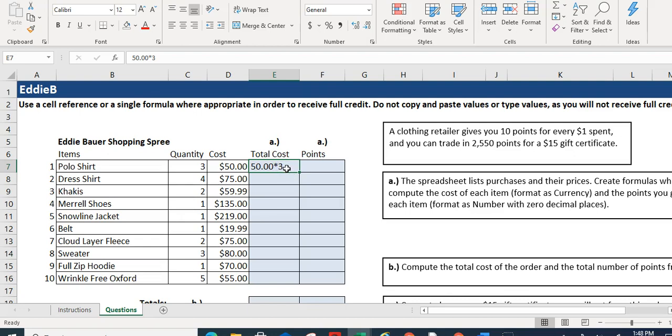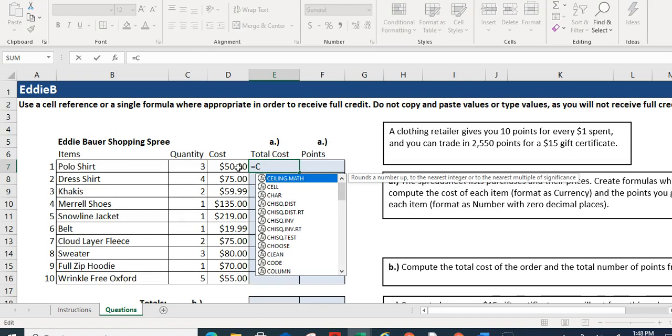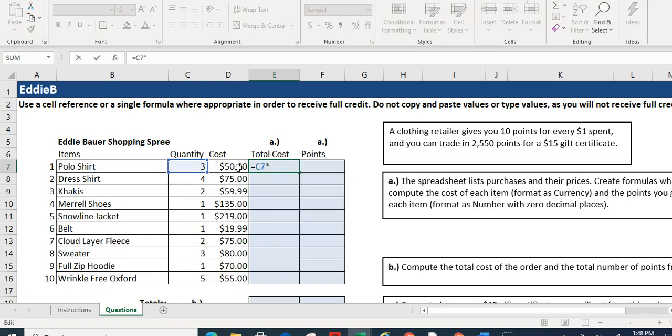I don't want to type 50 times 3. I want to type C7 times D7, so that I'm coming up with the actual value, but I could change this. Maybe I decided just to buy 2 polo shirts instead of 3, or they weren't $50, next time I went they were $40, and I want the spreadsheet to do the work, not me. So as expected, I spent $150 on the polo shirts.